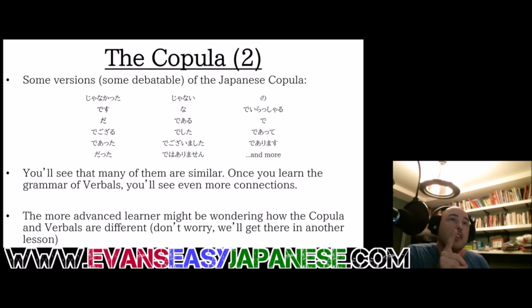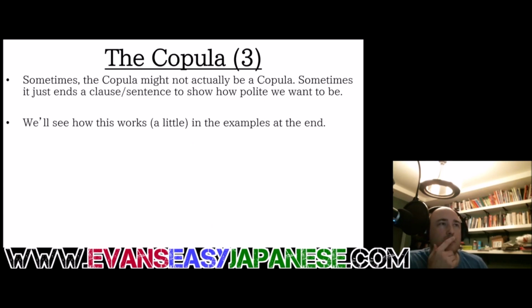It's a special thing. Now, the ironic thing is that it's not a verb now, but it came from a verb. Anyway, its verbal nature is very important to it. However, it is not a verb. And I'll sort of, quote unquote, prove that to you in the future. The copula, number 3. Sometimes the copula might not actually be a copula.